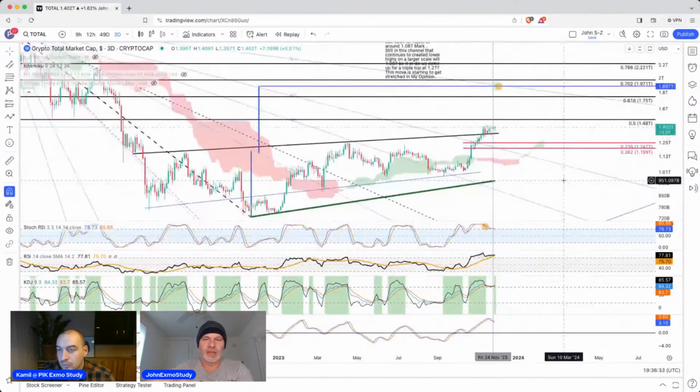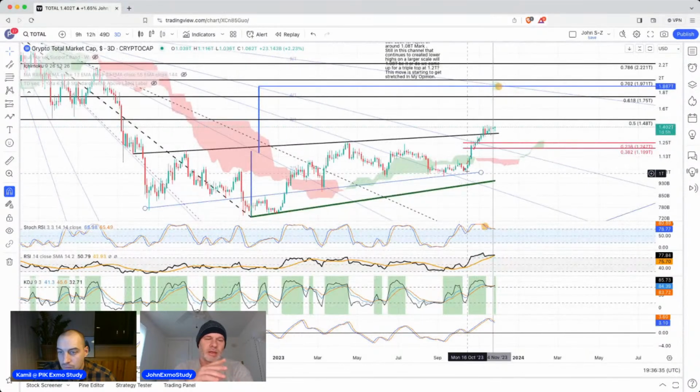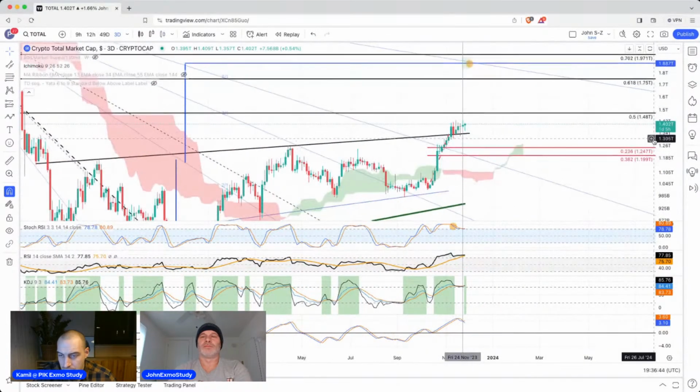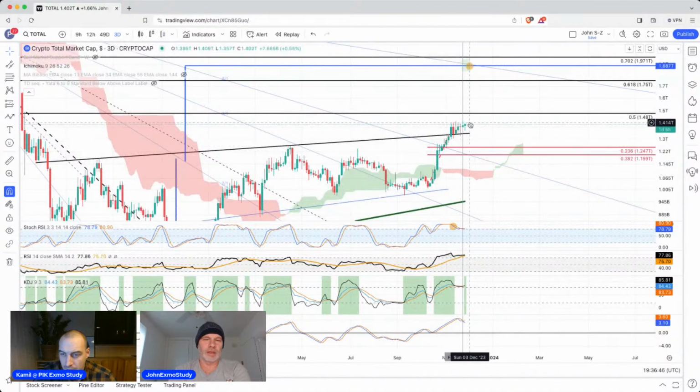this leaky faucet type setup, and I still can't get over it. I keep seeing it. It's too rounded. It is rounding. It's showing weakness. You don't like those curves when you're bullish. You don't like that curve. You like the other curve.